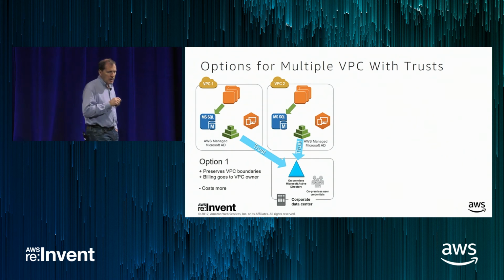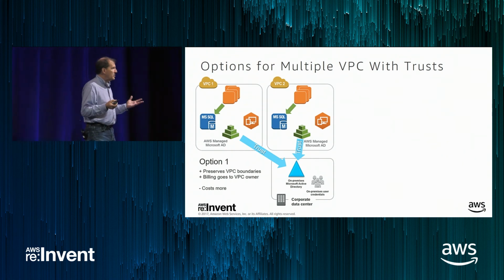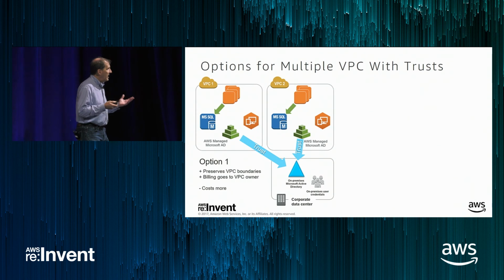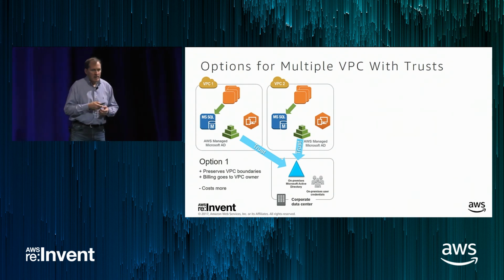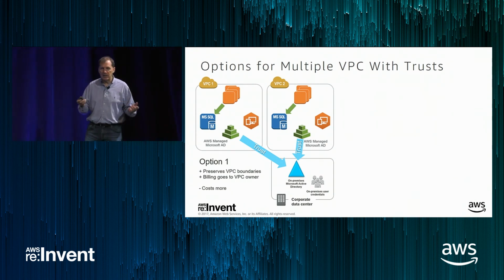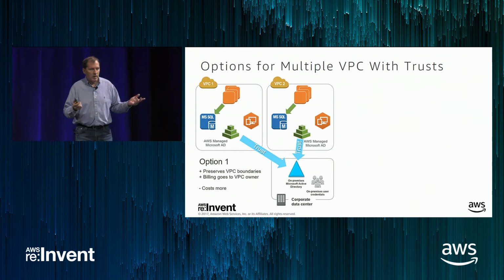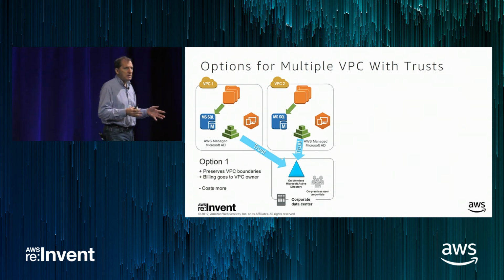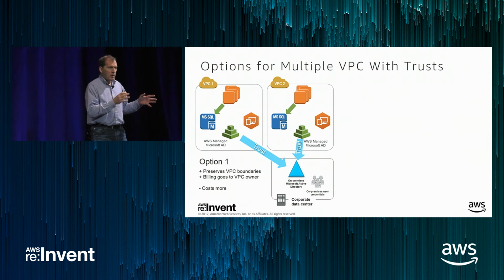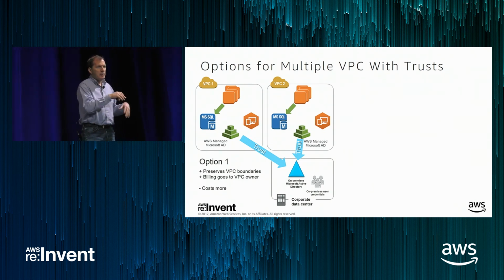So options. The big question that comes up is, what do you do if I have multiple VPCs and I need trusts? How do I set this up? What's the best way of doing this? Well, let's say that you've got maybe RDS SQL Server that you want to use, and it exists in multiple VPCs. Maybe you have lines of business that each want RDS SQL Server. You want to charge it to them.